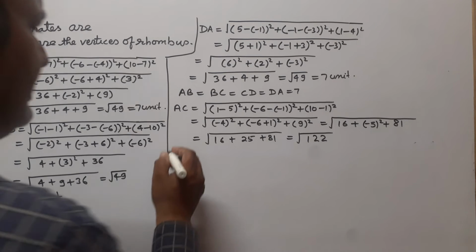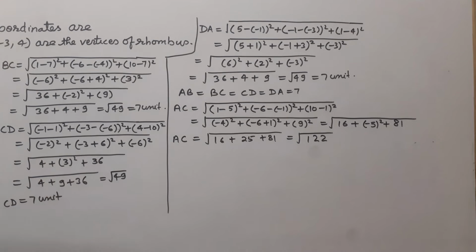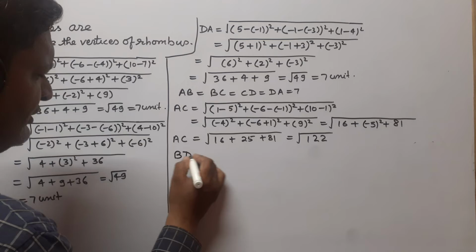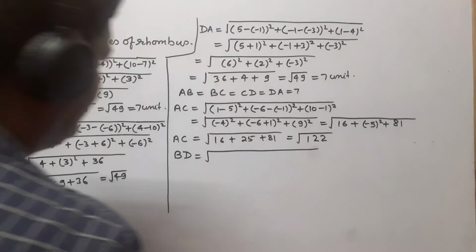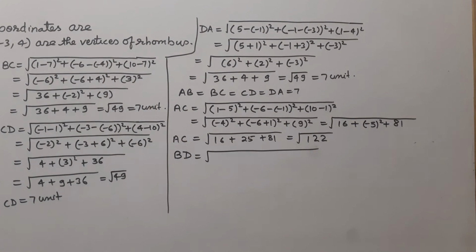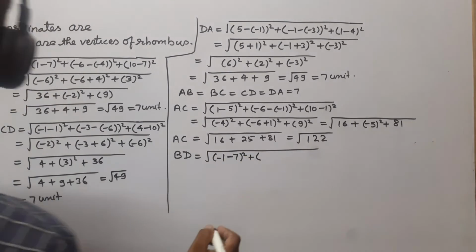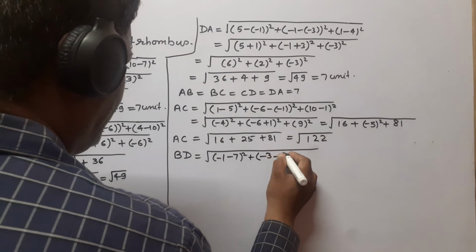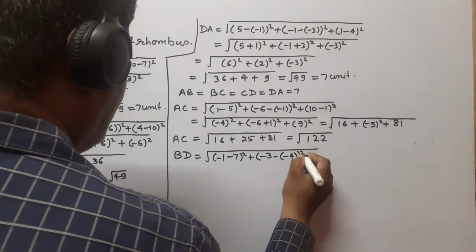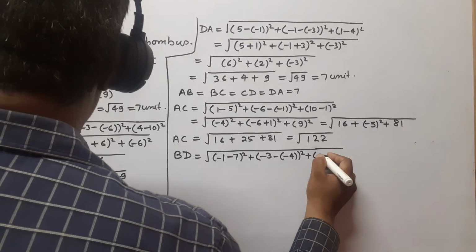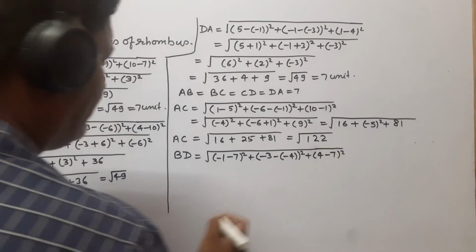Now we find the other diagonal, that is BD. So we find BD also. So for BD, we use the square root of (x2 minus x1) whole square plus (y2 minus y1) whole square. Suppose that B is the point x1, y1, z1 and D is the point x2, y2, z2. So we write here minus 1 minus 7 whole square plus y2, that means this is minus 3 minus y1, that is minus 4, whole square plus z2 minus z1, so this is 4 minus 7 whole square.